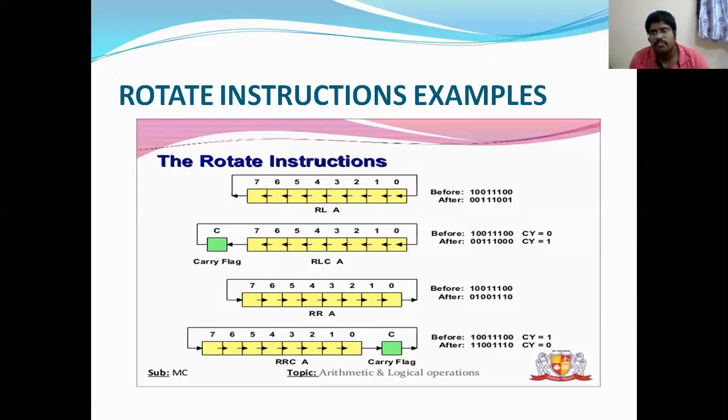Okay, if I mention here RLC, that means rotate left with carry. Similarly, here RR means rotate right without carry. But if you observe RRC, that means rotate right with carry. That means whenever there is a C present, it indicates there is a carry. If not, it indicates that there is no carry. With this slide you can easily understand the difference between these 4 things.